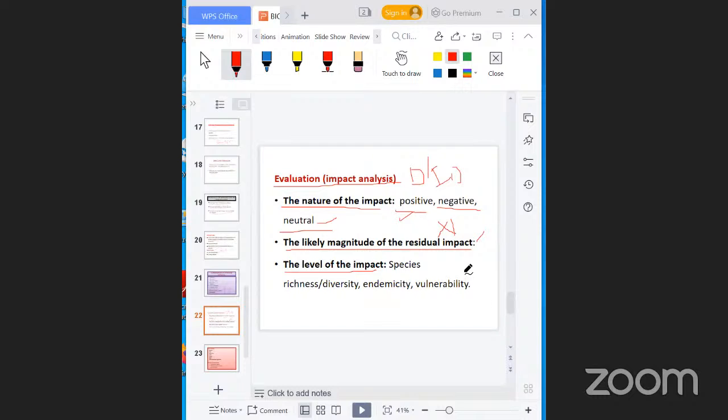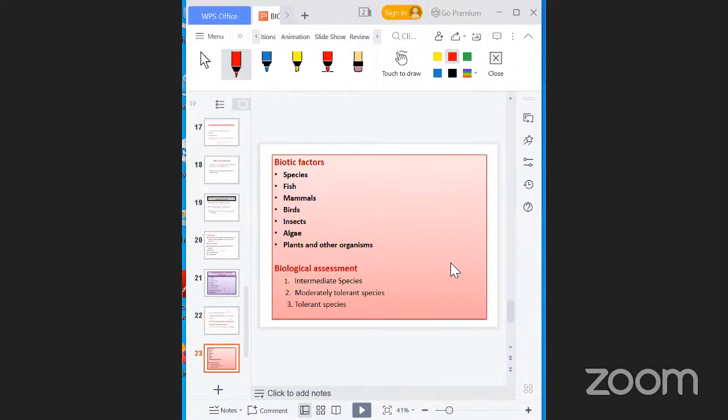Then the level of the impact: the species or ecosystem level. That is the species richness, the diversity, and endemicity and vulnerability. All these have to be observed in this impact, right? Next, finally, the biotic factors. Biotic factors are also used for the analysis of environmental impact on vegetation and wildlife, right?